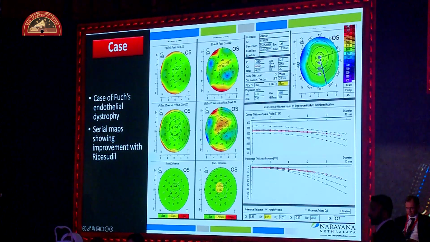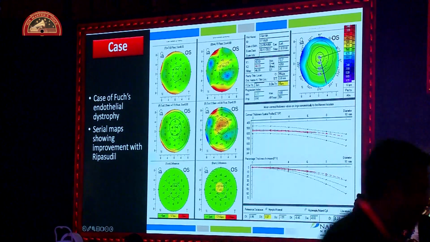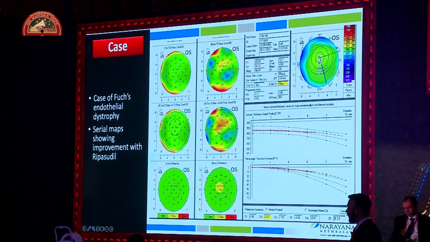So one more interesting part here. This is a case of Fuchs endothelial dystrophy. Many times, me being a cornea surgeon, I get these Fuchs cases. Remember one thing: in Fuchs endothelial dystrophy, when it's advanced, when you can diagnose it on slit lamp, by then the endothelium is already fried up. Then if you do specular microscopy, you're just going to see a moon surface, a black surface, and it's very difficult to follow up a case like this.